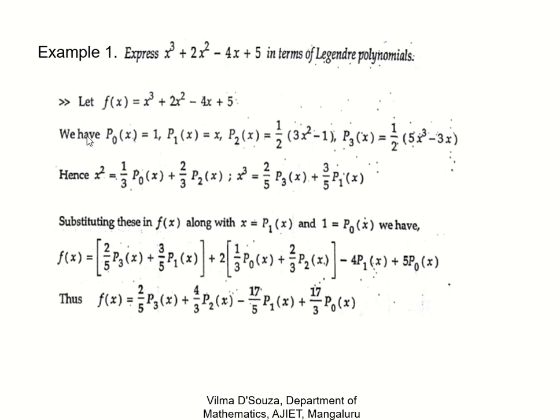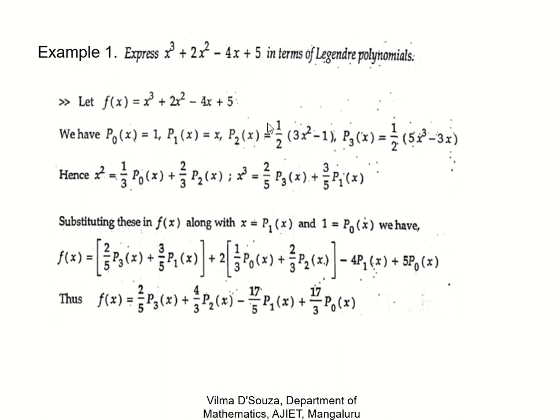Okay. Now we have here P0 of x is equal to 1, P1 of x is equal to x, P2 of x is equal to half into 3x square minus 1, P3 of x is equal to 1 by 2 into 5x cube minus 3x. So these values you need to remember: P0, P1, P2, P3 and all. Now from this, wherever you have 1, a constant, you write it in terms of P0 of x, and x to be written in terms of P1 of x. What is x square? You find out from this.